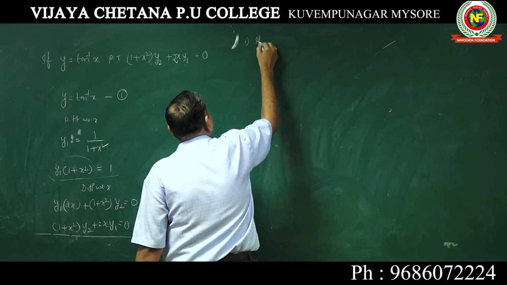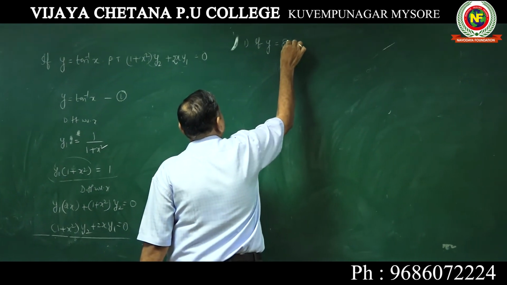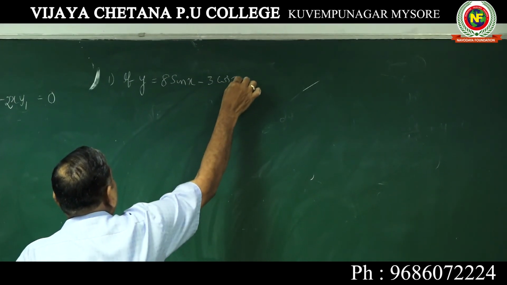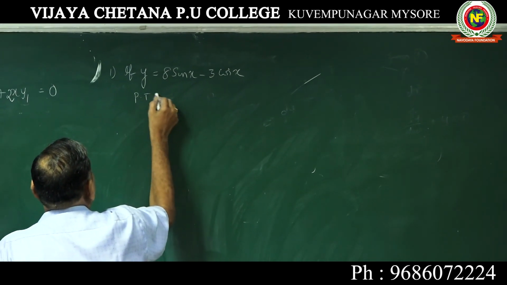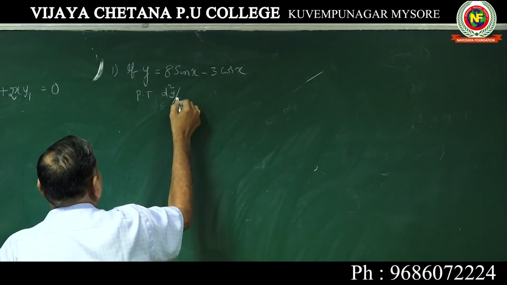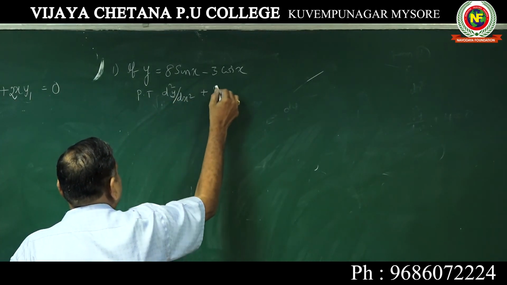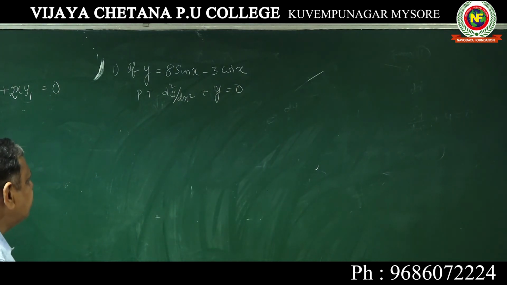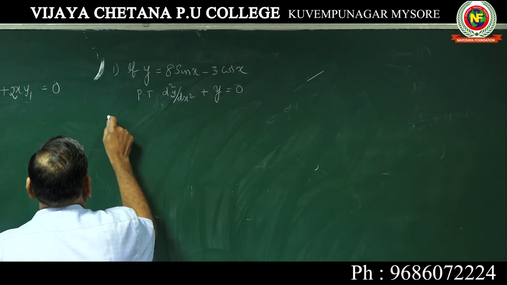First problem. If y is equal to 8 sin x minus 3 cos x, prove that d square y over dx square plus y is equal to 0.